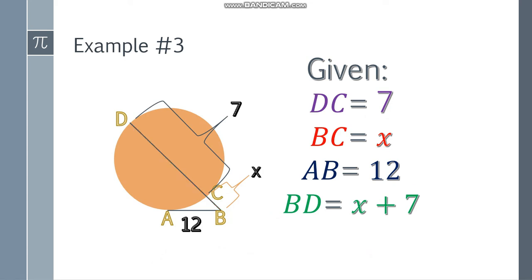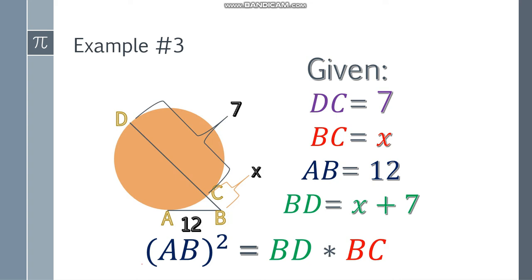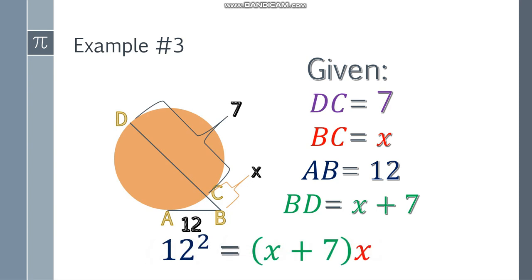Because we already have the values that we need, we have AB, we have BD, the whole secant, which is X plus 7, and BC is just X. We can solve for the value of X. Let's substitute the values. AB will be 12 squared, and BD will be X plus 7. Now BC, the external segment of the whole secant, is X. Let's simplify it further. 12 squared will be 144, and just distribute this one, so X squared plus 7X.